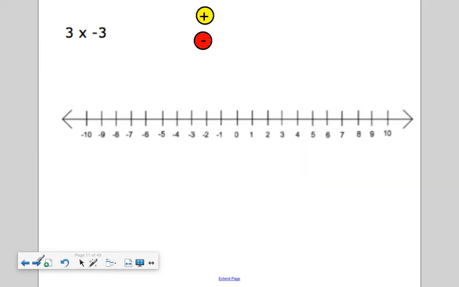What if you have 3 times negative 3? That's 3 groups of negative 3. Starting at 0, I have one group of negative 3, a second group of negative 3, and a third group of negative 3. So we're at negative 9.